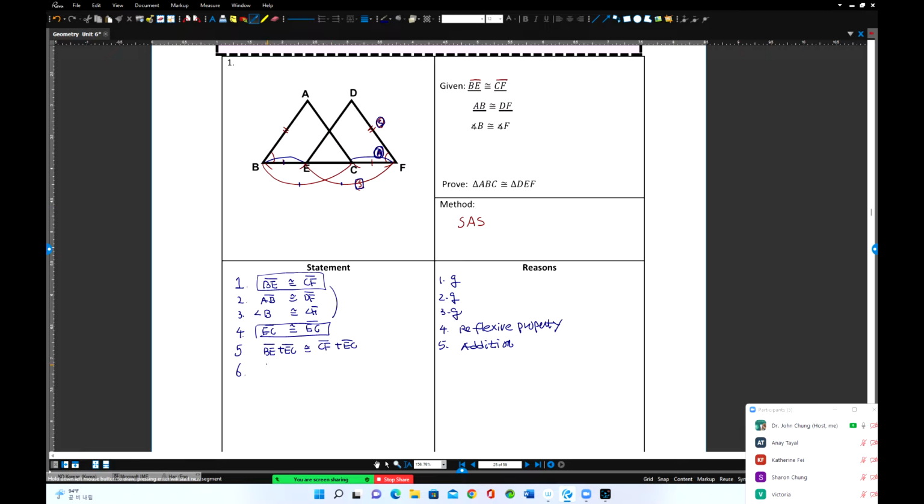BC first, okay? So BC, this one equals to how much? Partition postulate, BE plus EC, right? BE plus EC, and also EF in the same column. EF congruent to how much? CF plus EC, right? That we said partition postulate.